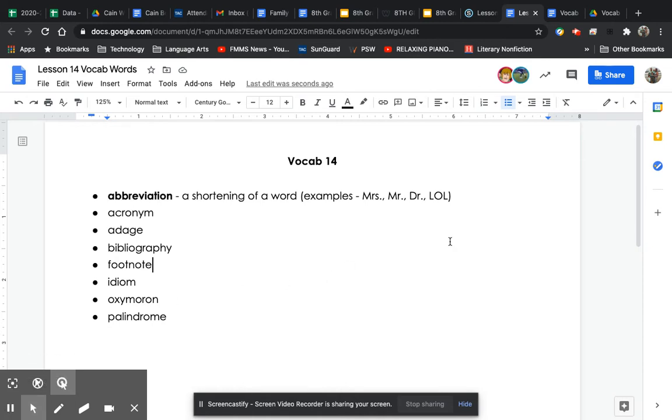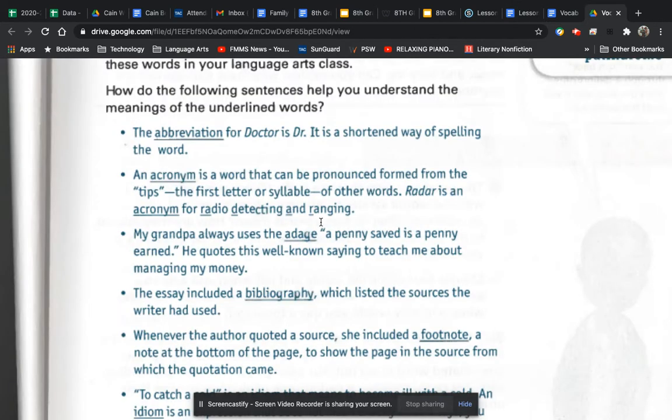All right, the next word is an acronym. So the definition or the example that they have in the book is an acronym is a word that can be pronounced, formed from the first letters or syllables of other words. So essentially you take a phrase, and then you take the first letters and you turn it into a word. So it says radar is an acronym for radio detecting and ranging.